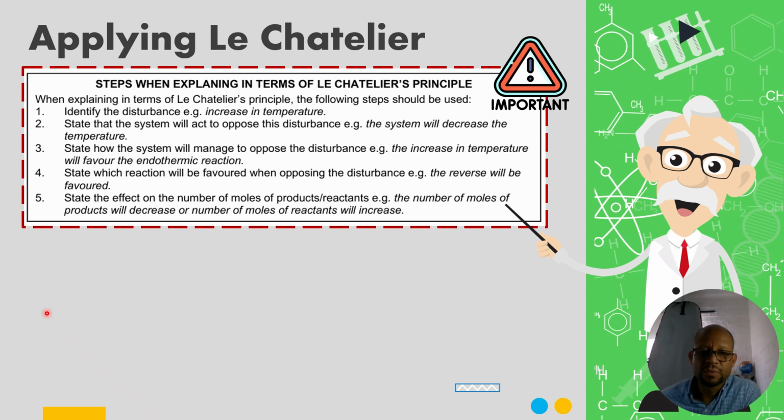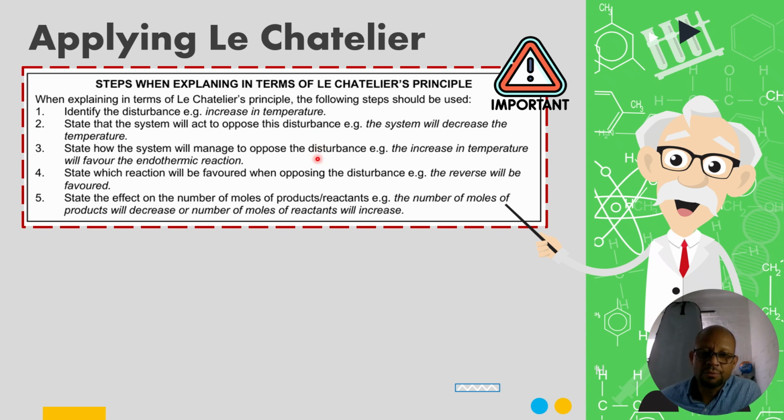So be specific. The second step that you're going to look at is to state that the system will act in such a way that it will oppose the disturbance. So you must say that the system will try to oppose the factor.